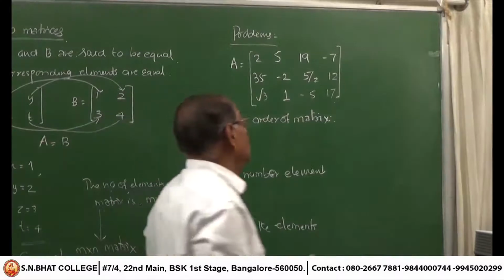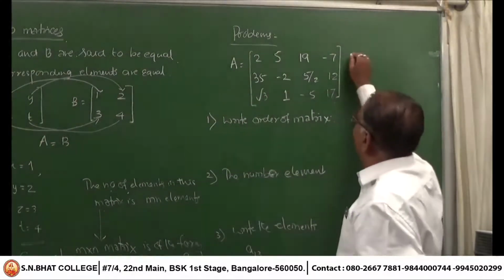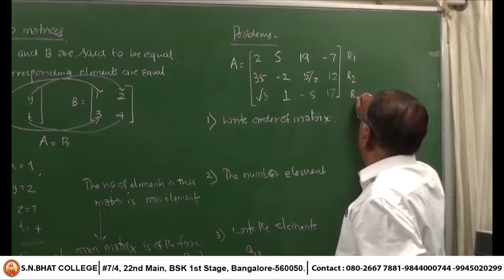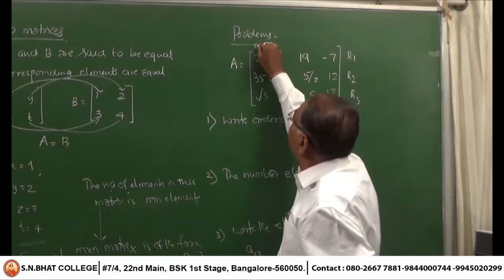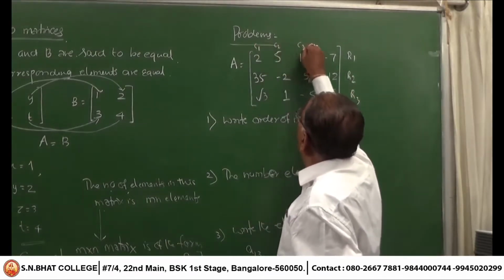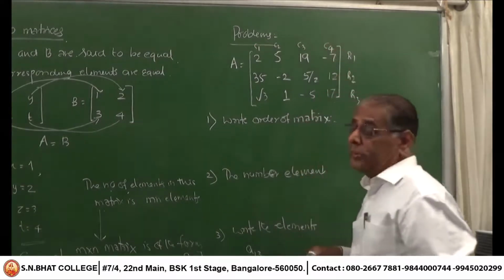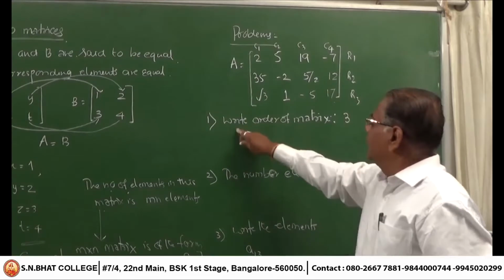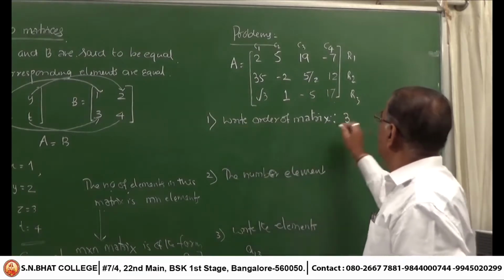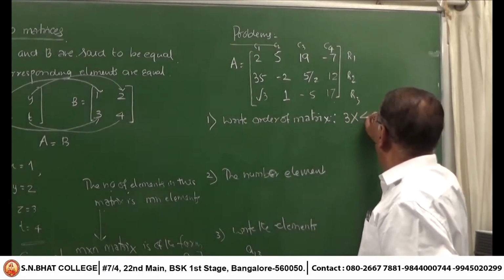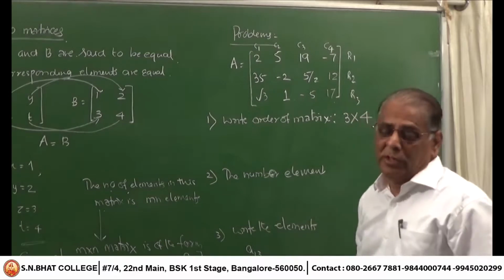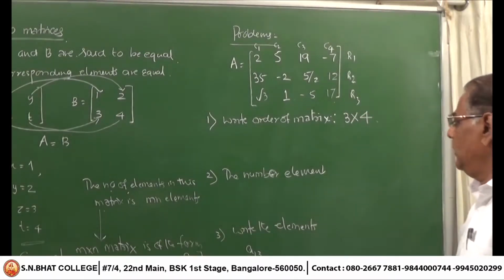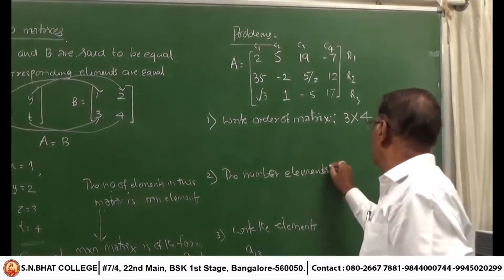Tell me, this matrix has how many rows? 3 rows, R1, R2, R3. And it has 4 columns, C1, C2, C3, C4. First you have to write the row number. It has 3 rows. For the first question, write the order of the matrix. It has 3 rows and number of columns is 4. Order is 3 cross 4.